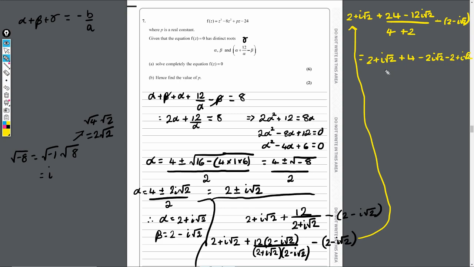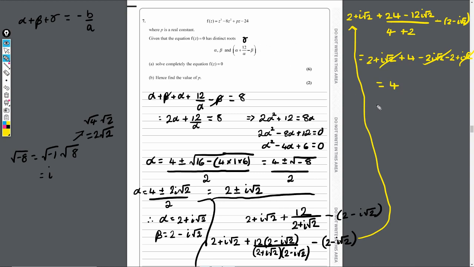Plus i root 2. Well, if you look at each term here, what will actually happen? Well, you've got 2 lots of i root 2 and you've got your minus 2 i root 2. So they cancel with that. And I've got 2 plus 4 minus 2. So that just gives me 4. So my third root here, my final root gamma is equal to 4.